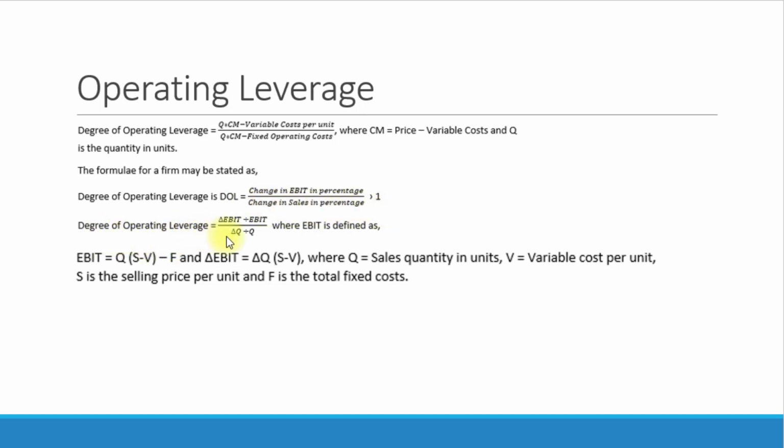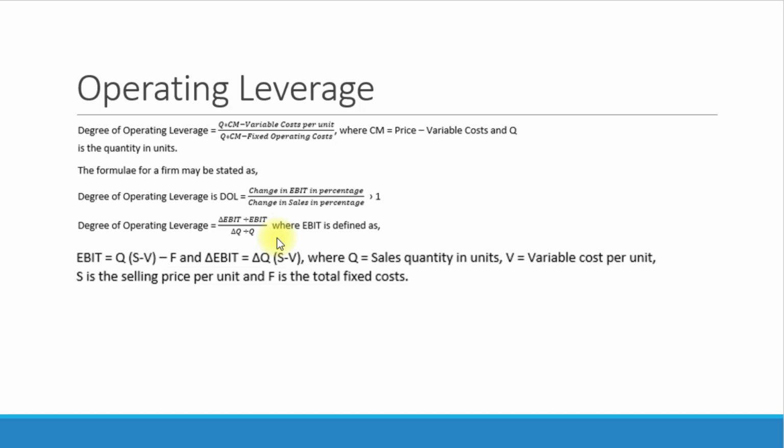Degree of operating leverage is also delta EBIT divided by EBIT. What is delta EBIT? It is the change in quantity multiplied by S minus V, where S is the selling price per unit and V is the variable cost per unit. That is delta EBIT, which is divided by EBIT, which is quantity into selling price minus variable cost, minus fixed cost. That is EBIT. So the percentage change in EBIT with respect to EBIT is divided by the percentage change in quantity with respect to the quantity. That is the formula where the degree of operating leverage is calculated based on EBIT.